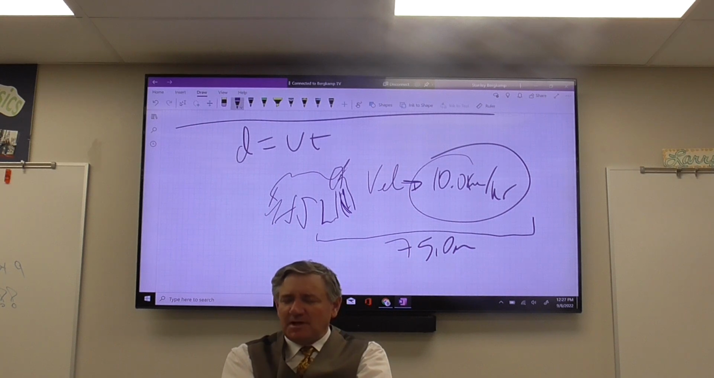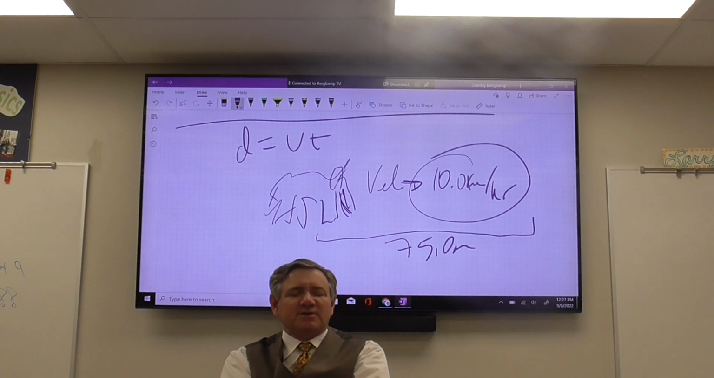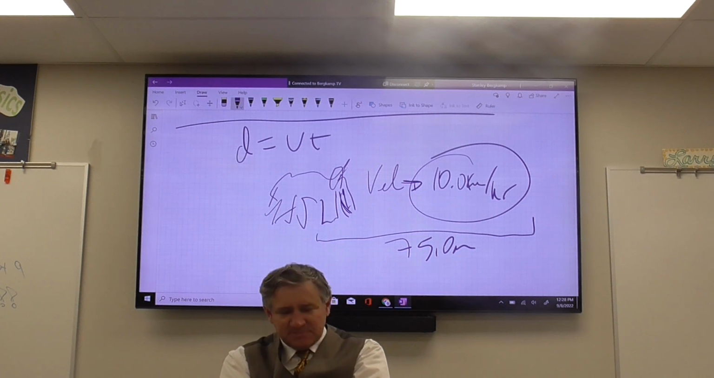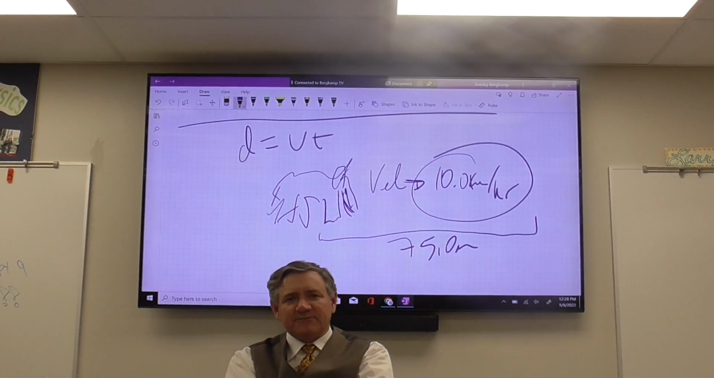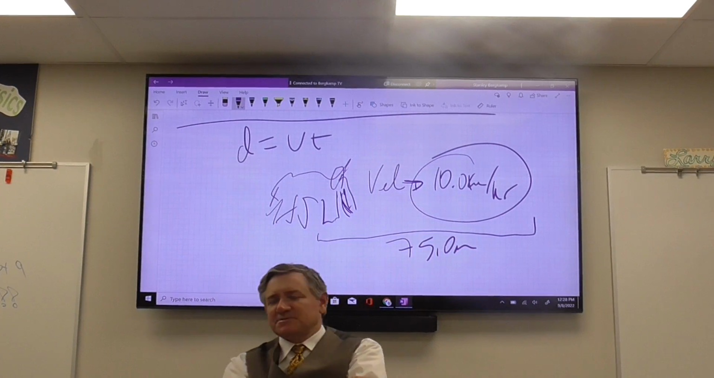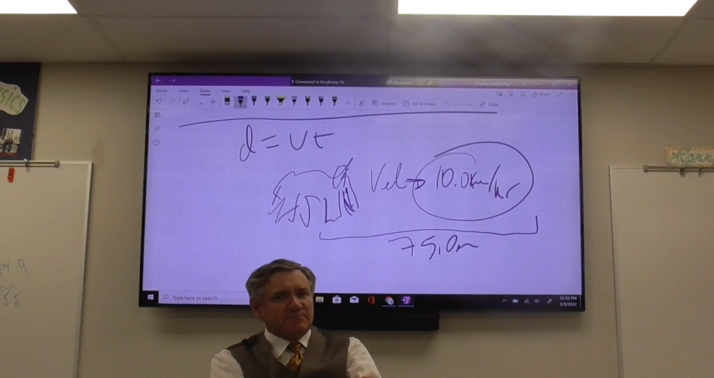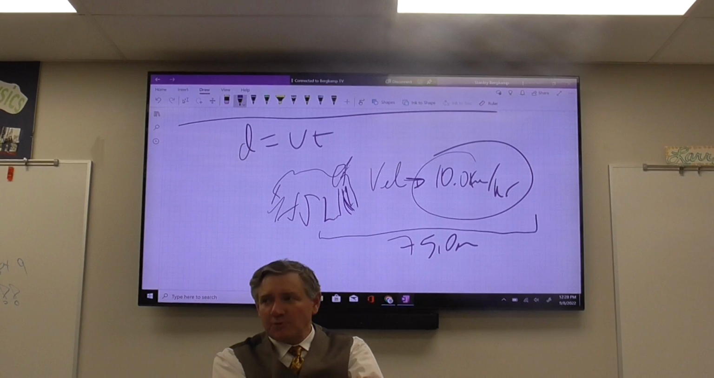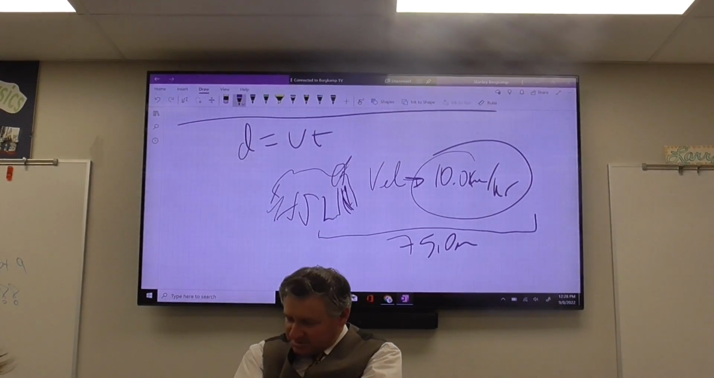Now, you have 10 kilometers per hour. What are you going to have to do with the kilometers per hour? Change it to meters per second. If you hand in the test tomorrow and you have not converted kilometers per hour into meters per second on one of the problems, you have done something wrong. I promise you, you're going to have to do that conversion.